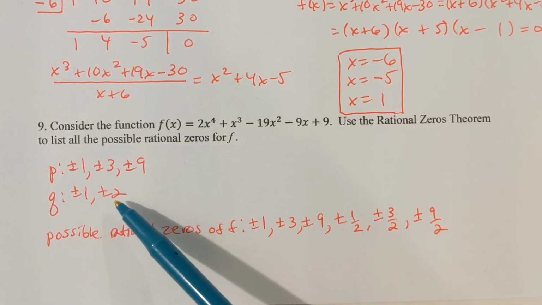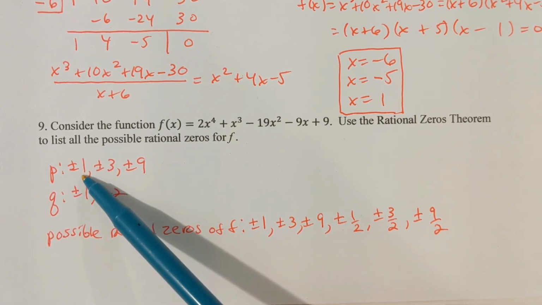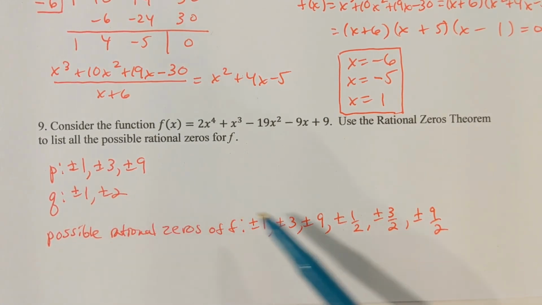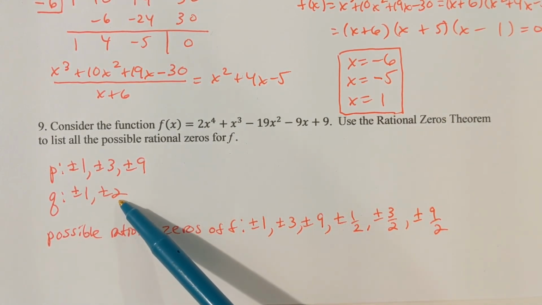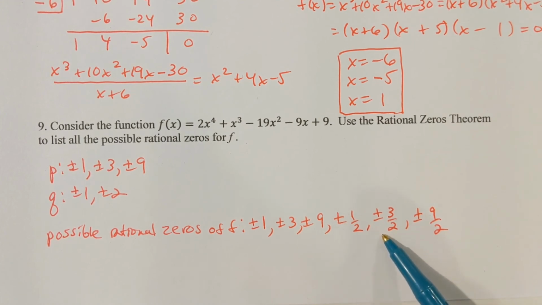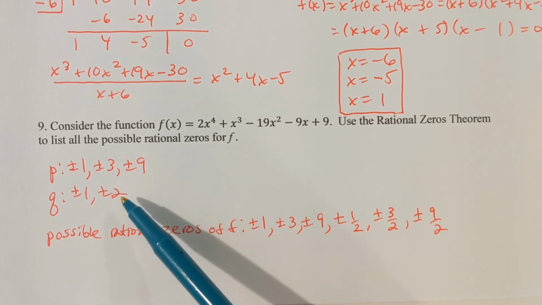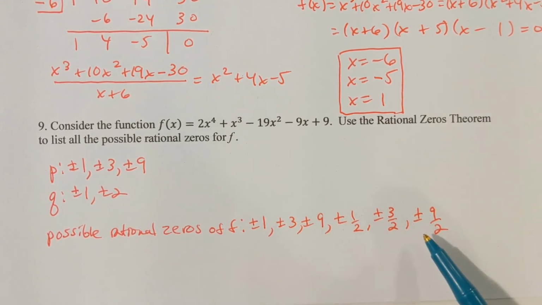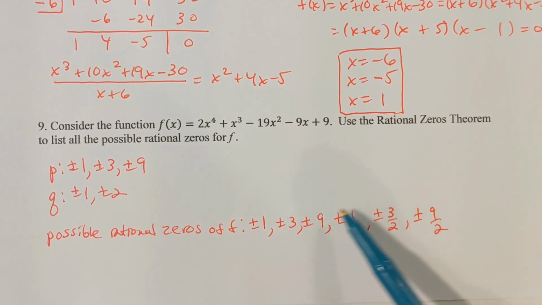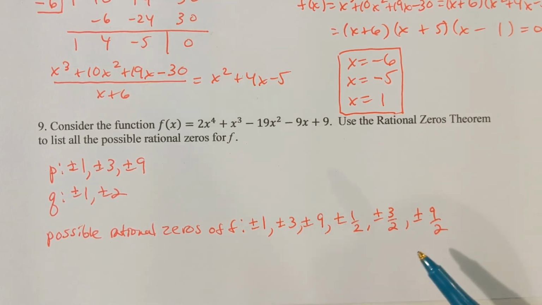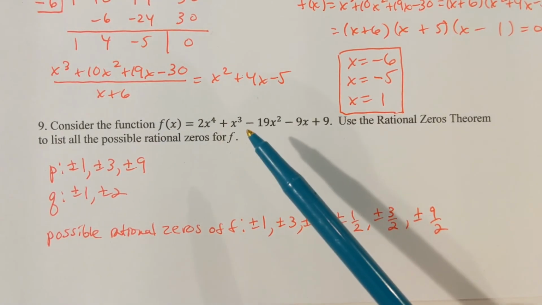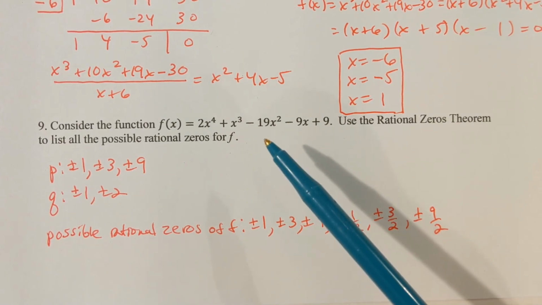Okay, so now move on to if 2 or negative 2 happens to be in the denominator. Plus or minus 1 divided by plus or minus 2 is plus or minus 1/2. Plus or minus 3 divided by plus or minus 2 is plus or minus 3/2. And plus or minus 9 divided by plus or minus 2 would be plus or minus 9/2. So it looks like we have 12 possible rational zeros. And again, if I were to find the zeros here, I know there'd be 4.